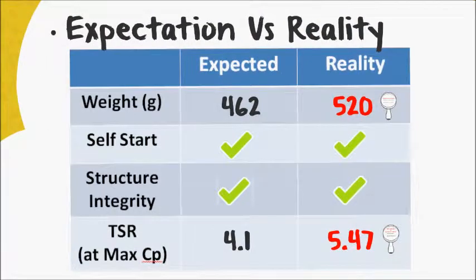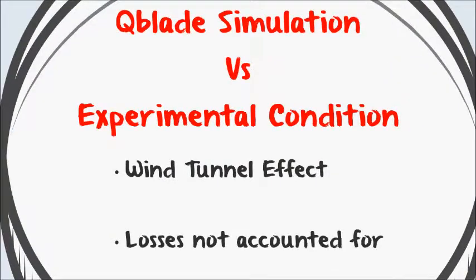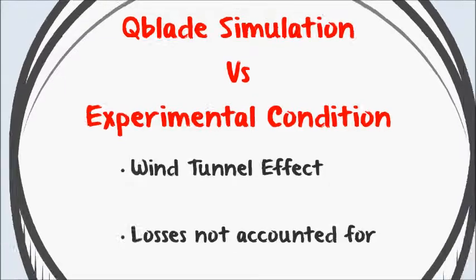Second, deviation in terms of the TSR at maximum CP. This is mainly due to the deviation between the Q-blade simulation and actual experimental conditions. Wind tunnel effects, which affect the flow properties and hence the CP, were not taken into account. Furthermore, Q-blade simulation was unable to account for losses such as tip loss and flow separation. As a result, we designed the wind turbine for a lower TSR.